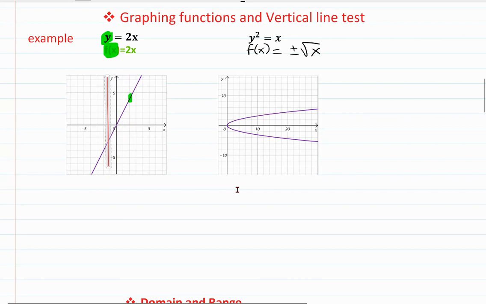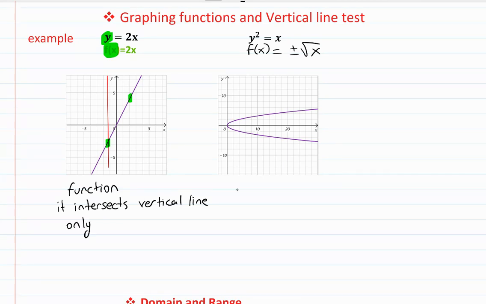Let's say I put it here. So now it's intersecting this point here, right? So what we say here, this is a function because it intersects the vertical line only one point. Okay, how about this second example?